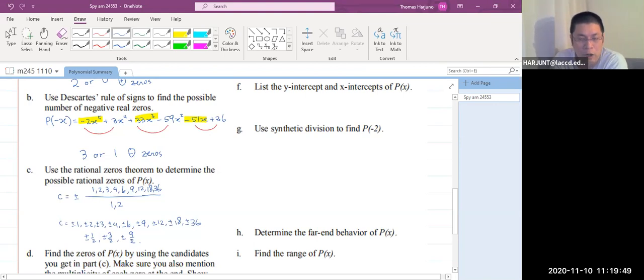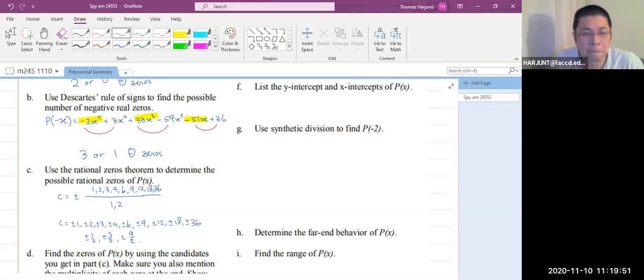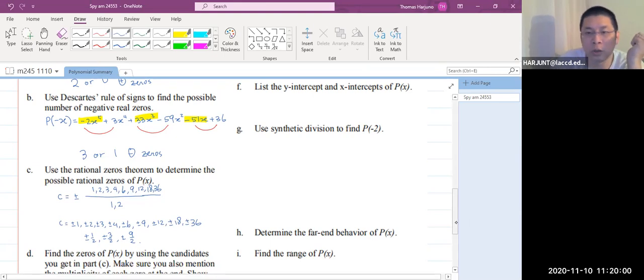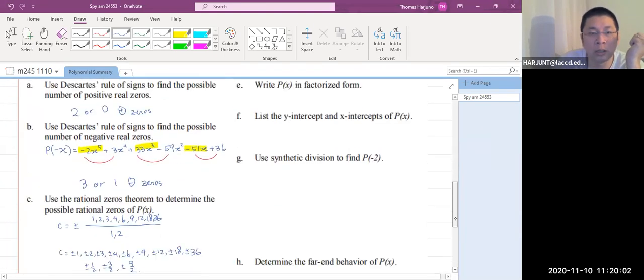It seems like a lot, but it will actually narrow down a lot faster. Okay, so let's see what the zeros are.